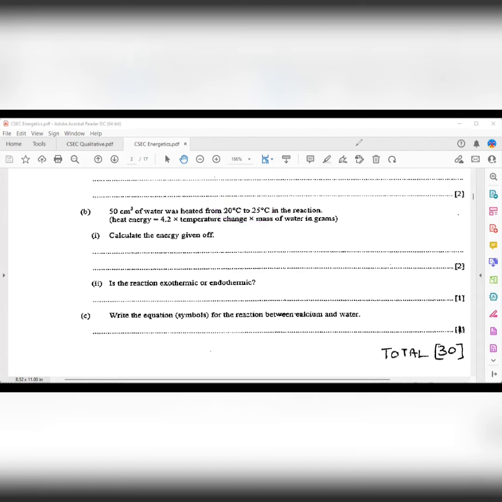Now, it says write the equation symbols for the reaction between calcium and water. We did that already. So we press on.